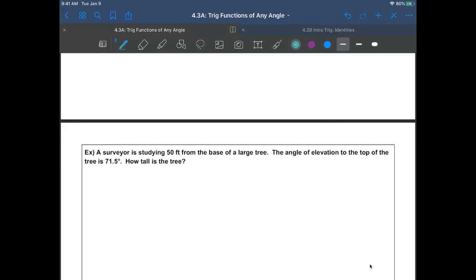A surveyor is standing 50 feet from the base of a large tree. The angle of elevation to the top of the tree is 71.5 degrees. How tall is the tree? So let's first start by changing our calculators into degrees.